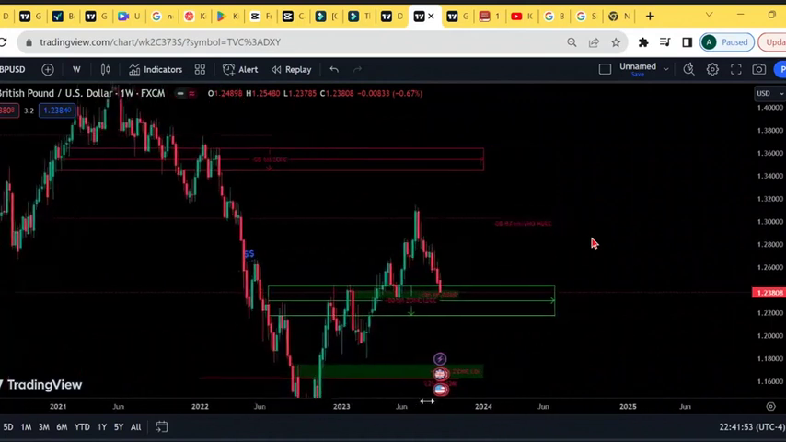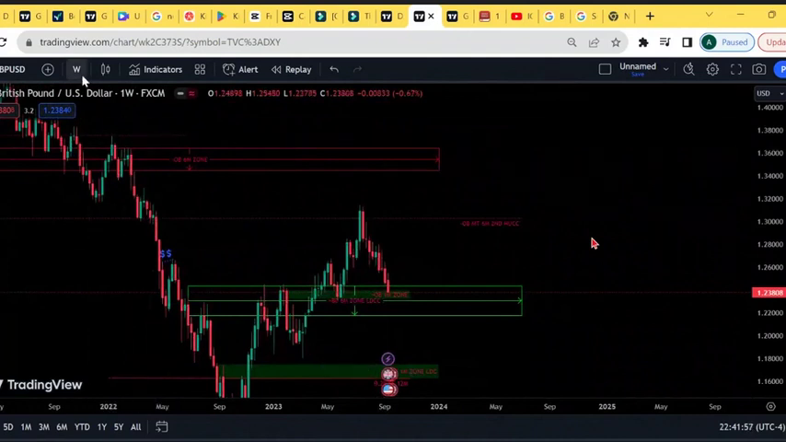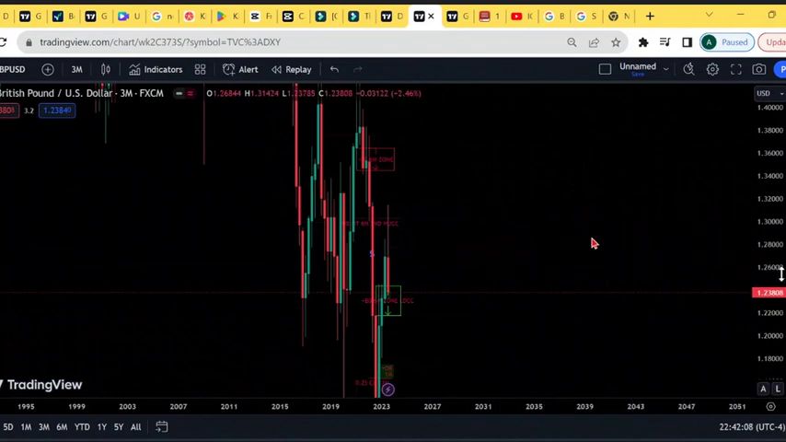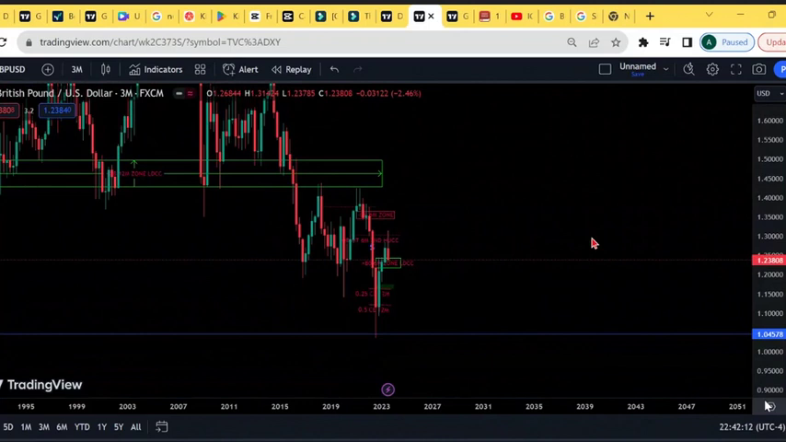The reason why I say that is because, go back to the monthly. I'm about to show you. Go back to the 3 month chart. I'm about to show you why I think price still wants to go up. I'm not saying I'm right. Go back to the 6 month chart.